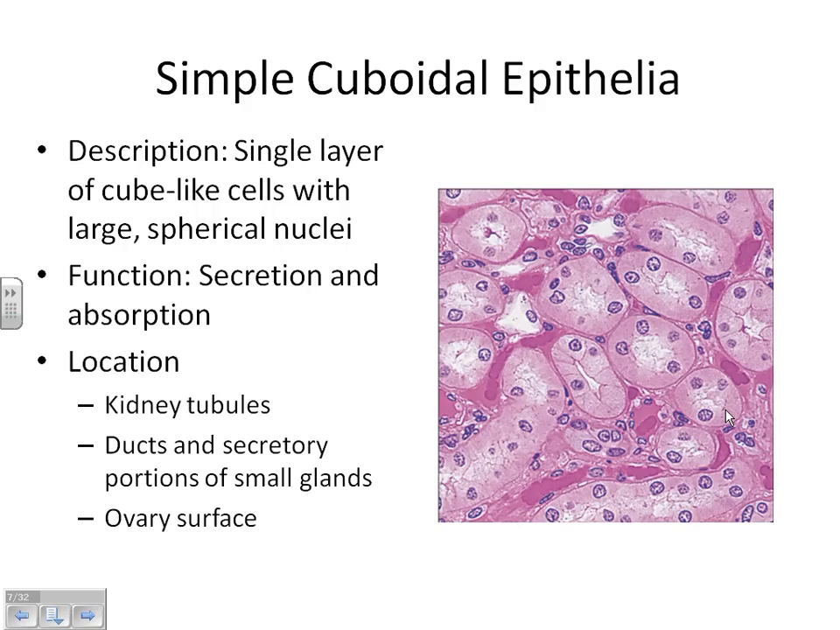Next is simple cuboidal epithelium. So what's it going to look like? What does simple mean? One layer. Cuboidal, square-shaped, cube-shaped cells, right? So when you're looking at this, this is a picture of a portion of the kidneys.